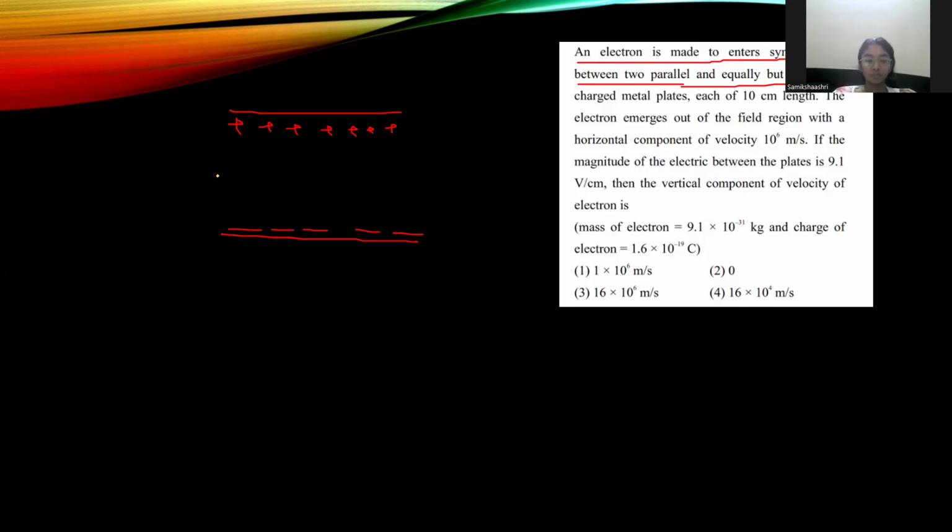Symmetrically means at the midpoint. When the electron enters like this, the charge is the electron charge, and we know that: minus 1.6 into 10 to the power minus 19 coulomb. Clear? What they are saying: the electron emerges out of the field region with a horizontal component of velocity 10 to the power 6 meter per second, if the magnitude of the electric field between the plates is 9.1 volt per centimeter. Electric field is like this, positive to negative. This is the direction of the electric field.